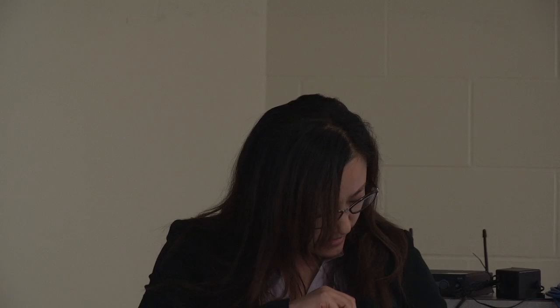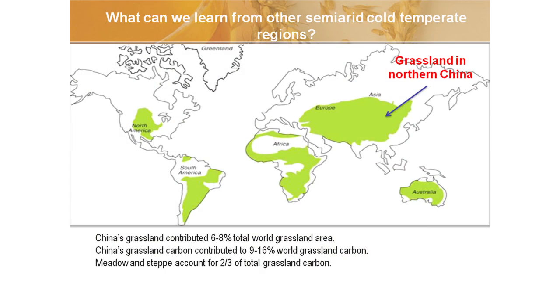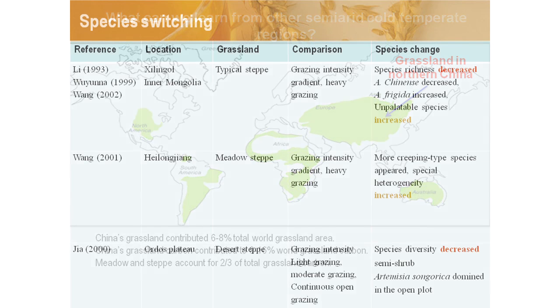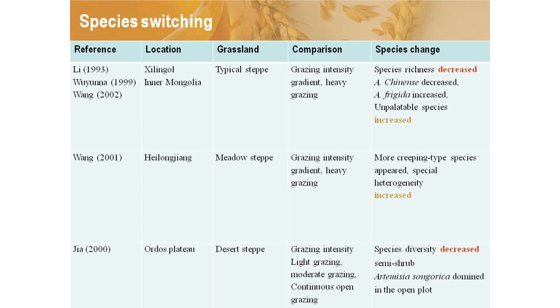So, continuing from the example in North America, I'm going to talk a little bit about grassland carbon change in some other parts of the world. I'm going to focus on the temperate grassland in northern China. Here I summarized some literature published in the last 10 years in terms of grassland carbon change affected by grazing management.